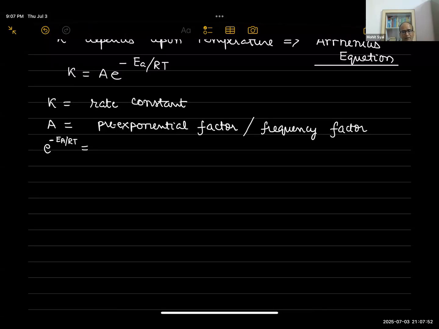A is the pre-exponential factor, or frequency factor. And this exponential factor is also known by the name of Boltzmann factor.